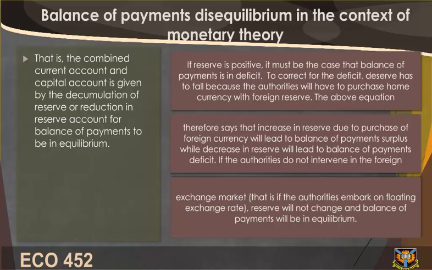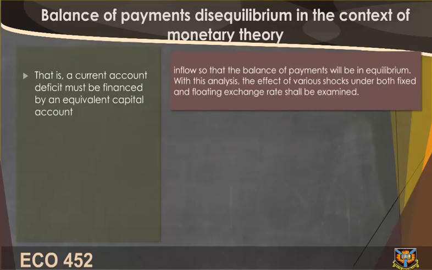If the authorities do not intervene in the foreign exchange market, that is, if the authorities embark on floating exchange rate, reserve will not change and balance of payment will be in equilibrium. That is, a current account deficit must be financed by an equivalent capital account inflow so that the balance of payments will be in equilibrium. With this analysis, the effect of various shocks under both fixed and floating exchange rate shall be examined.